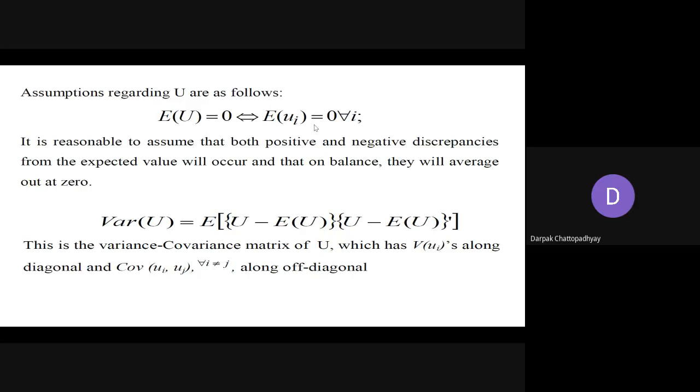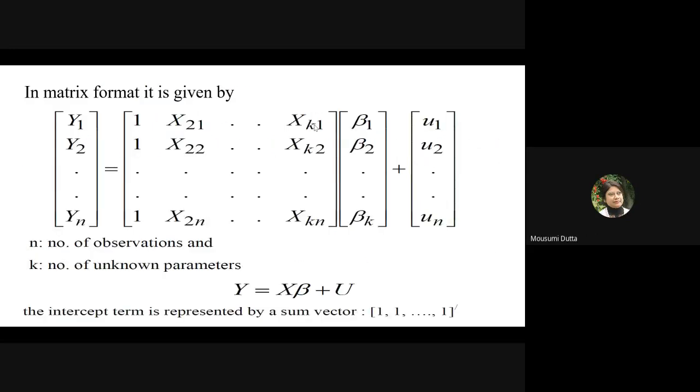Ma'am, capital U, take U? U vector. Just look at the last line. Y is equal to X beta plus u is the summary of the entire thing. So capital U is nothing but the entire U vector. Okay, for all observations.